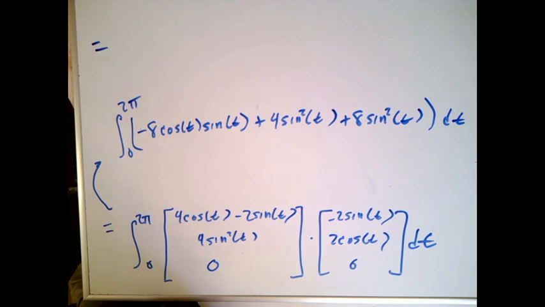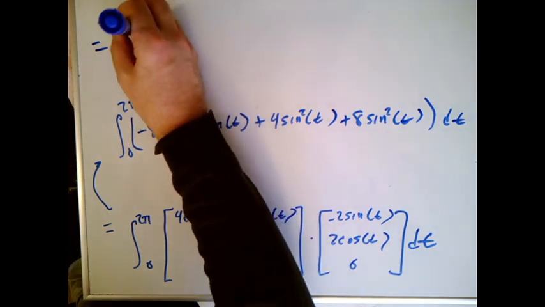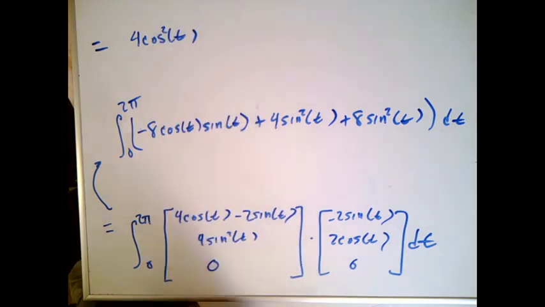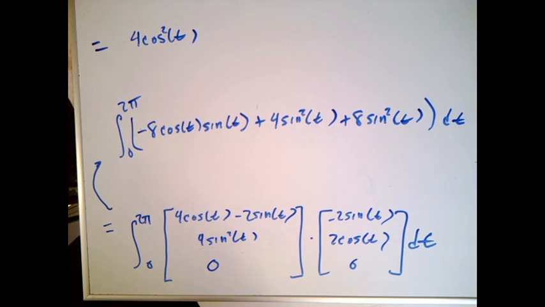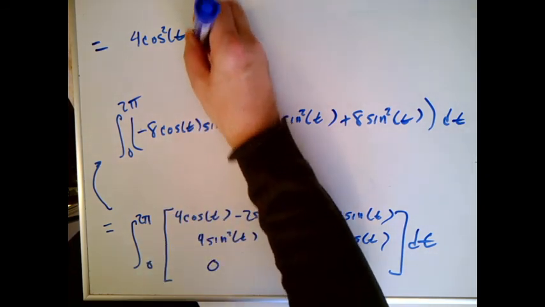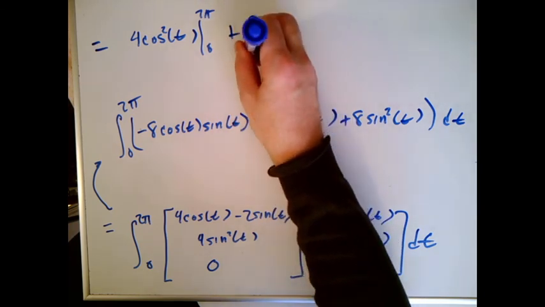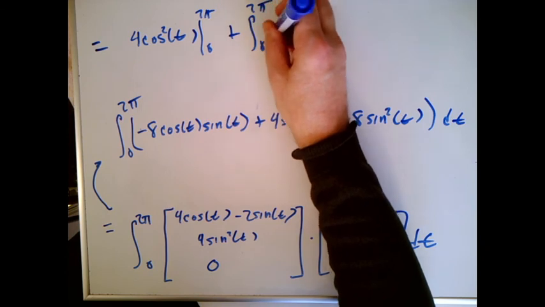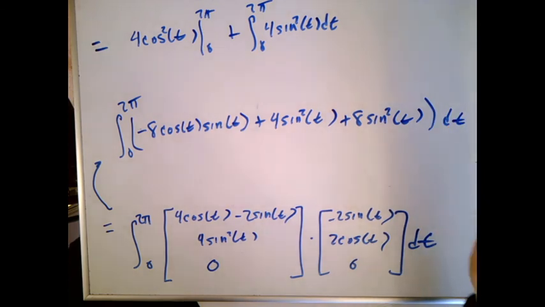The first one, let's see here, I'm going to do this by guess and check. What I think I'm going to see is 4 cosine squared, because the derivative of cosine is minus sine. I'm going to try that. I think that's actually right. And I want to go from 0 to 2 pi there. And then we get the integral in the middle. That's actually the only one that's going to be hard. This is going to be 4 sine squared dt.